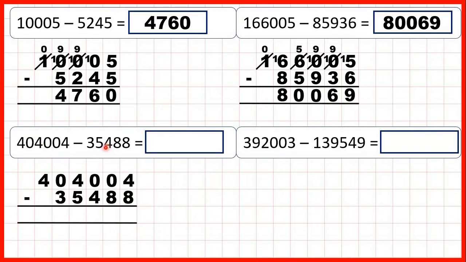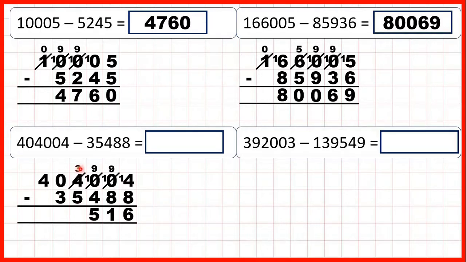Now 404,004 minus 35,488. 8 is larger than 4, so we go to the left, we have a 0, go to the left again, we have another 0, so we go to the left for a third time. 1 less, 1 in front, then again 1 less, 1 in front, and again 1 less, 1 in front. So now 14 minus 8 is 6, 9 minus 8 is 1, 9 minus 4 is 5.